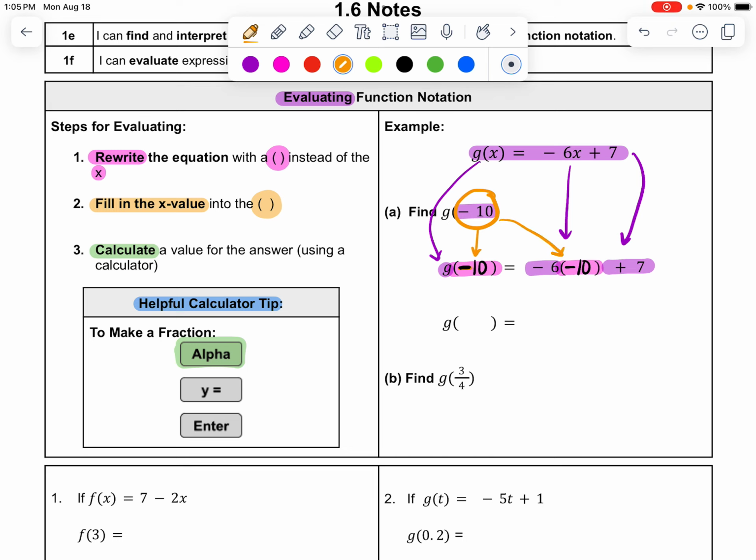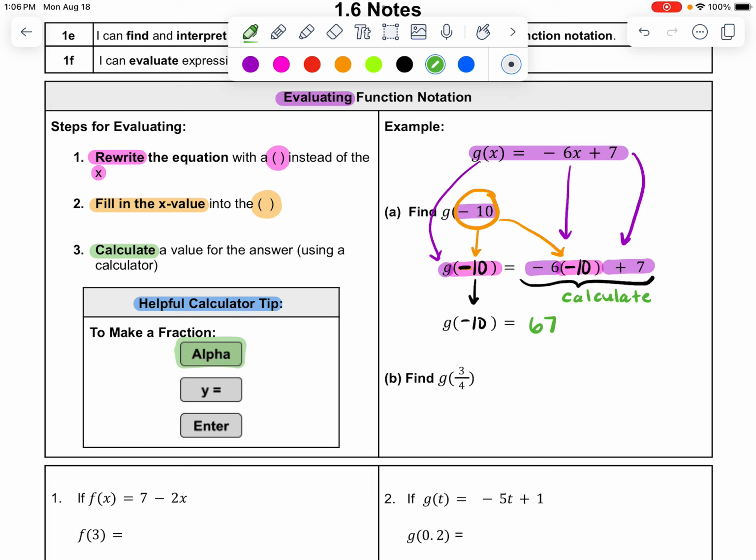Last but not least, I'm just going to type it in. Now, the only part that I need to type into my calculator is the right-hand side. We do not type anything from the left-hand side into our calculator. So we're just going to take this g of -10 and copy it down again. And then on the right-hand side, if I type in -6 parentheses -10 +7, I should get 67 as my final answer.